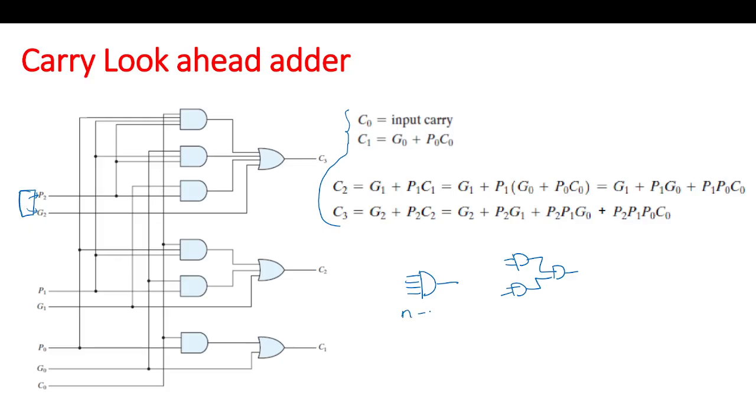If you have an n input gate, we need n-1 2 input gates. So 3.